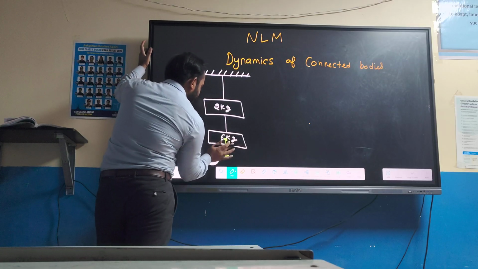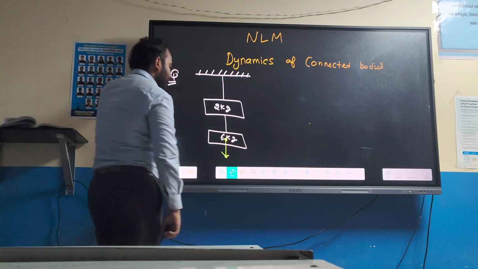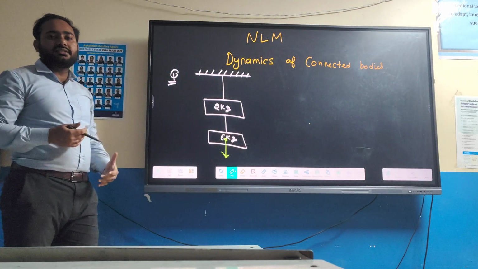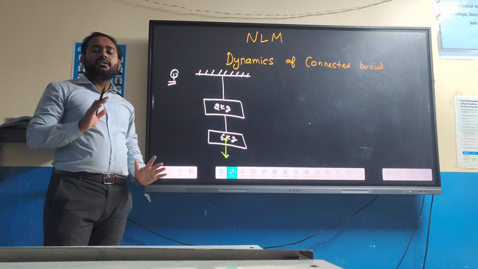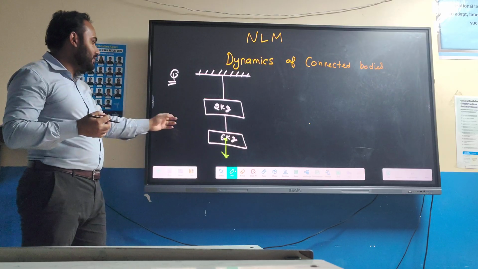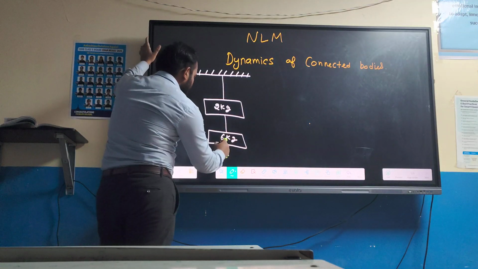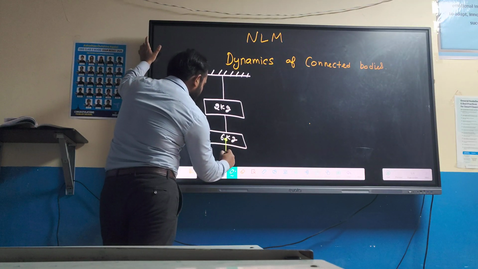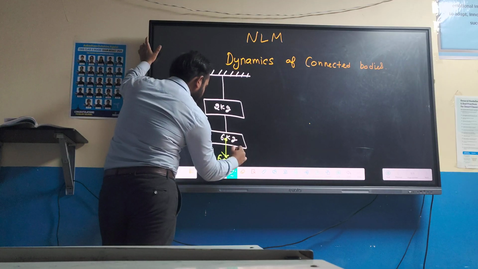So I am writing the values simply. The mass is 6, and taking the gravity value as 10. We can also take 9.8, but to simplify the calculations we will take the gravity value as 10. So for the 6 kg body the weight, or we can say the gravitational force, will be 60 Newton.